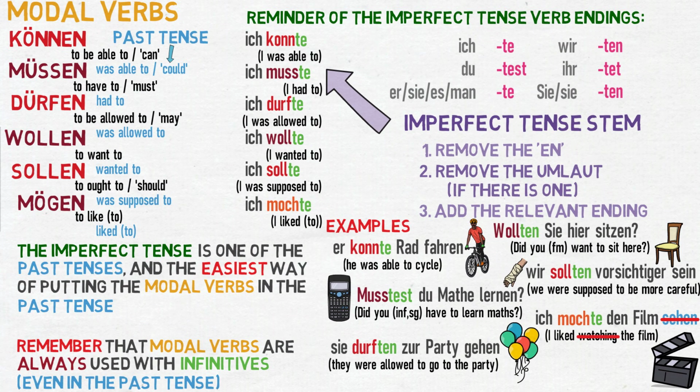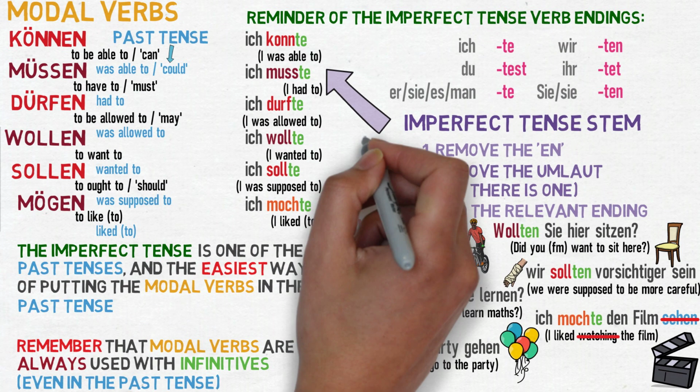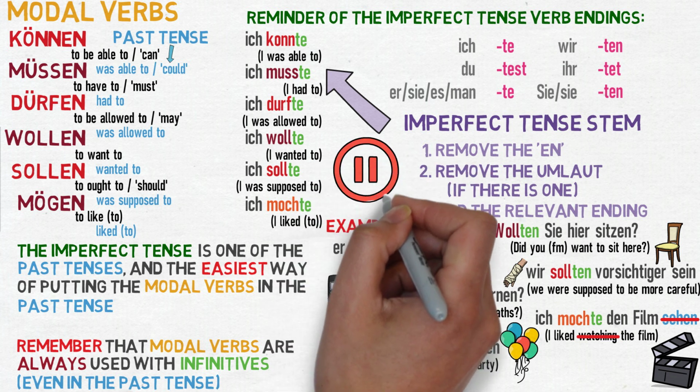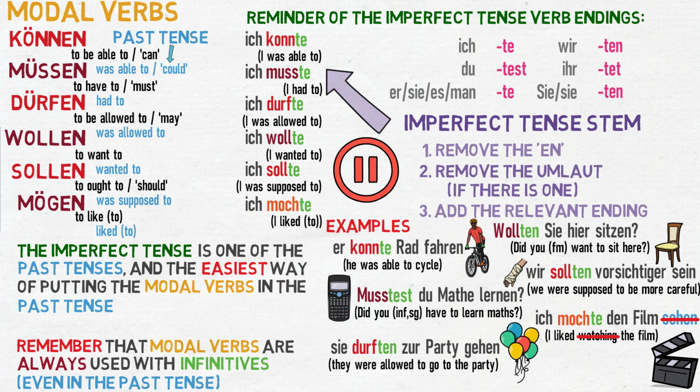So, that's how to use modal verbs in the imperfect tense. It's a good idea to pause the video now to recap how the stems of modal verbs change in the imperfect, as well as which endings to add with which pronouns.